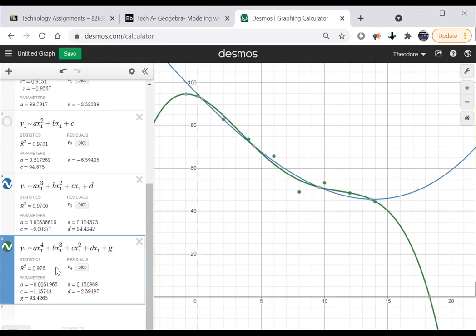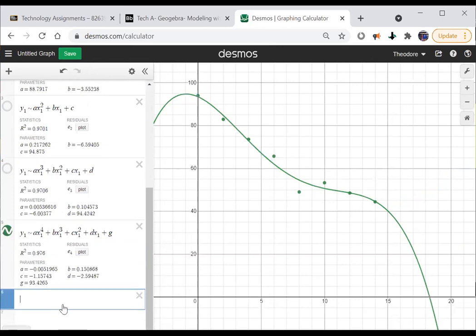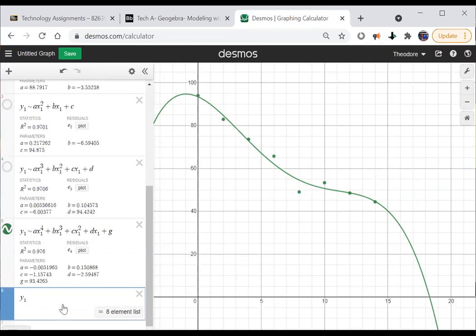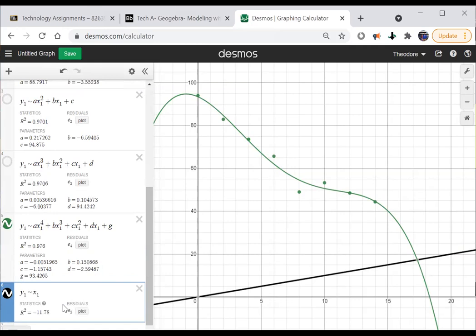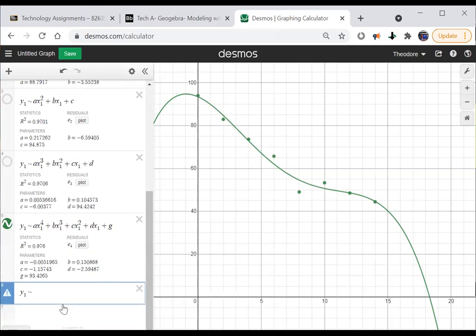Now, looking at this, is it better? Yeah, a little bit. 0.976 as opposed to 0.97. This would round to 1. So this so far is my winner. So then I would go to the quintic, a fifth degree polynomial. And you could actually keep going after this, but typically we stop at the quintic because the amount of accuracy you gain beyond the fifth degree polynomial is negligible.